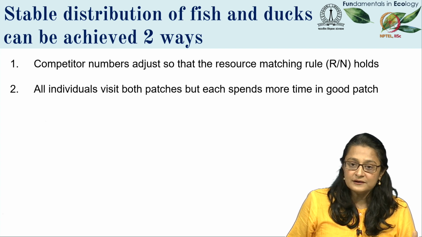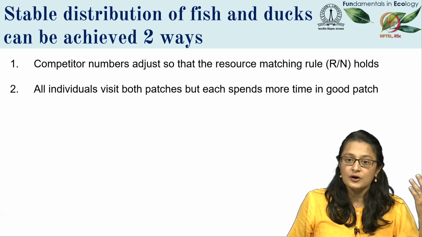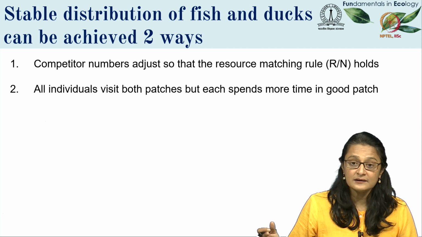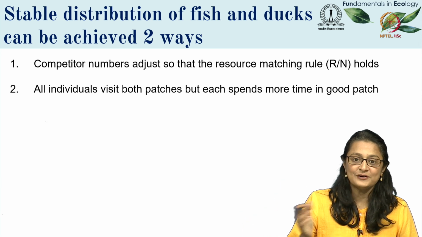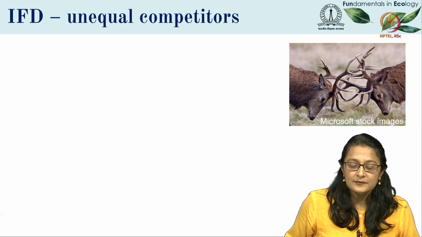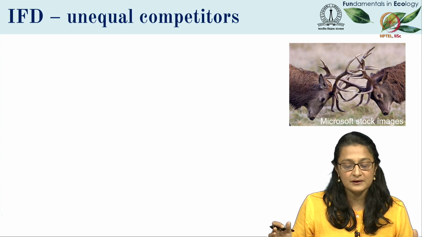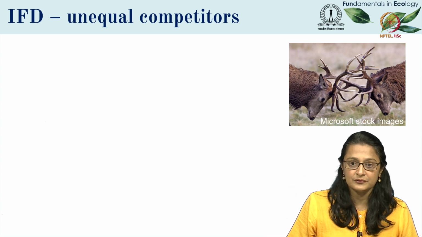Or all individuals can visit both patches, but each spends more time in the good patch than the poor patch, right? So in both these examples, there was 2 times more food on one side versus another, right? And so the ducks and the fish could spend twice as much time on one side versus another. What Milinski noticed when his fish were moving back and forth was a perfect match to ideal free distribution.